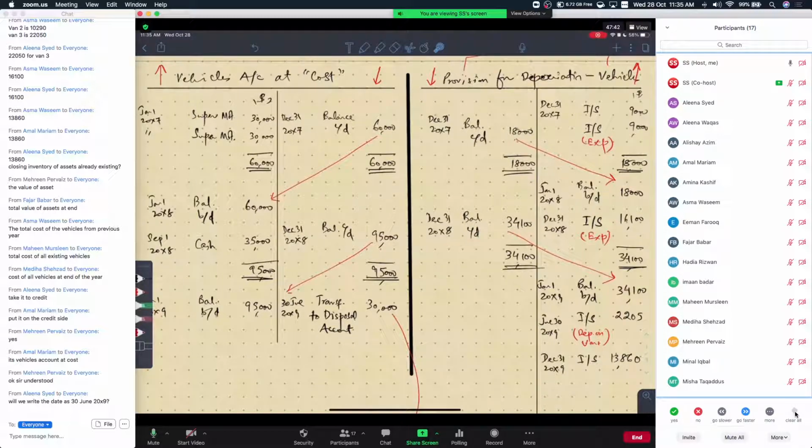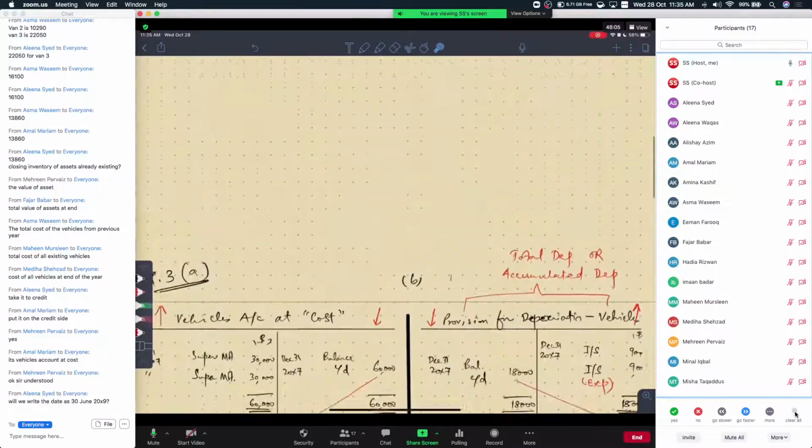Just like the cost was taken away from the cost account, the provision for depreciation account must be subject to a subtraction here as well. And the subtracted value would be the total depreciation that has been charged up to the date of disposal. Yes, Alina Sayed, we will write the date 30th of June 20x9. But how do we know how much depreciation have we charged on van 1?